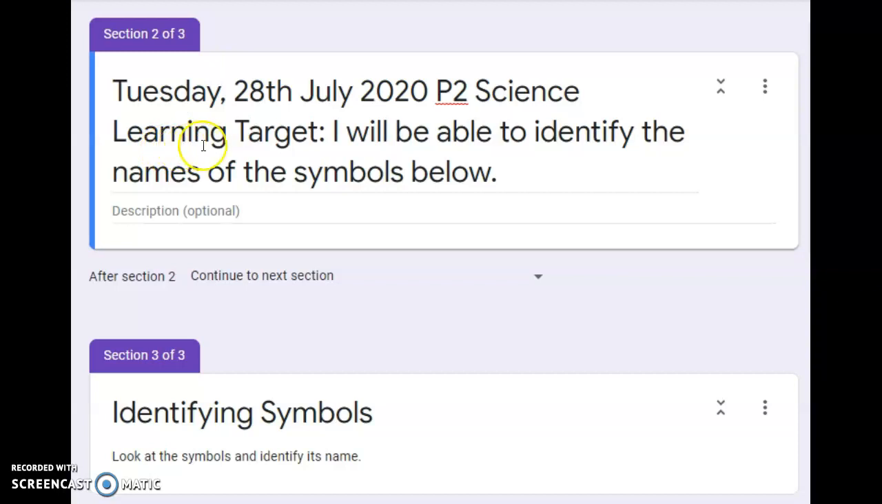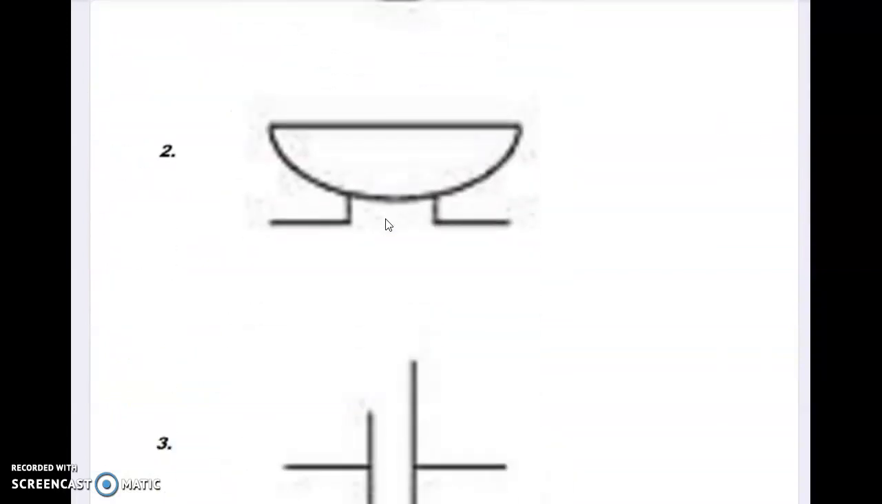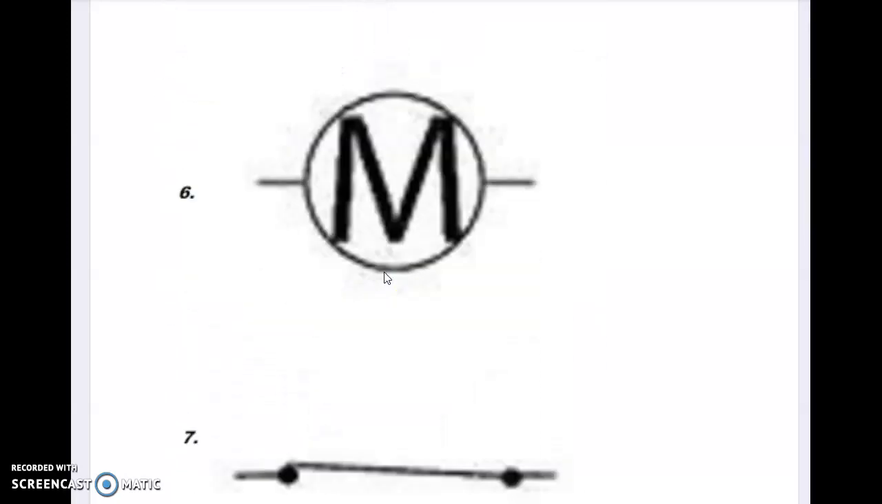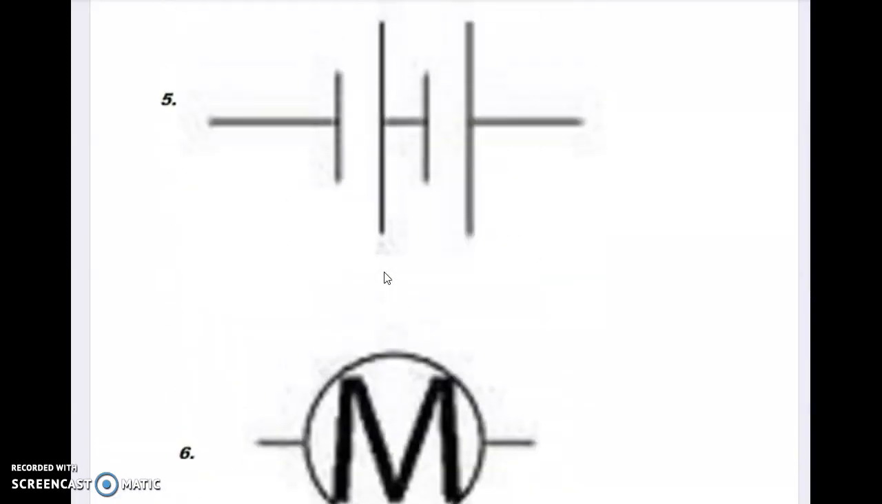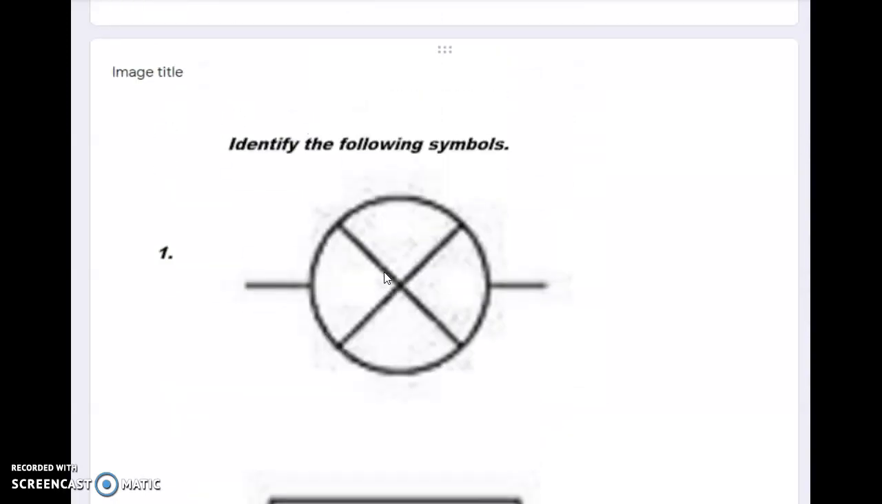Our learning target for today is: I will be able to identify the names of the symbols below. Here are the symbols that you're going to encounter during your test. These are the symbols that you're going to answer for your test. For today's task, I just want you to be familiar with the symbols.